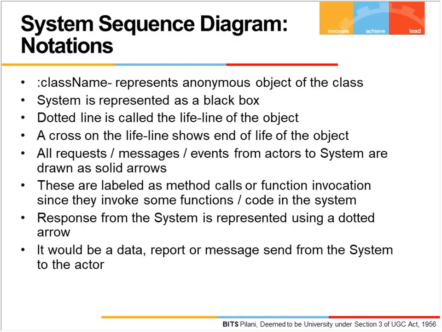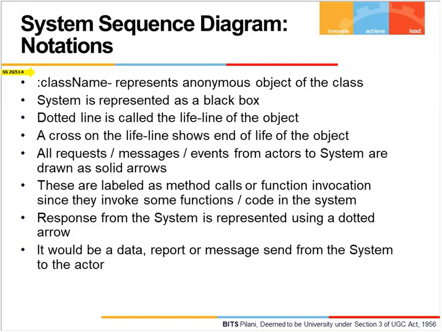The class name, a semicolon, a colon followed by a class name is used to represent an anonymous object of the class, right? So in this case we represent the system and put two dots or a colon before the name of the system, which represents an anonymous instance of the system, right?